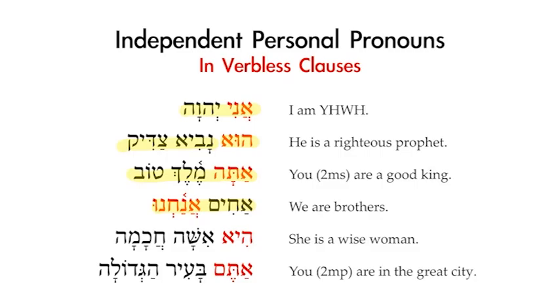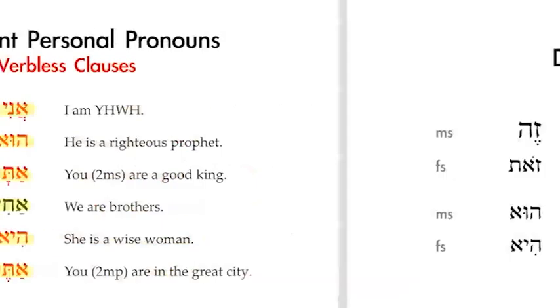In English, we usually begin with the independent personal pronoun followed by the rest of the sentence. In our fourth example, we have hi, isha chakama. She is a wise woman. And finally, in our last example, atem ba'ir hagadolah. You are in the great city. In these examples, you see independent personal pronouns in verbless clauses.